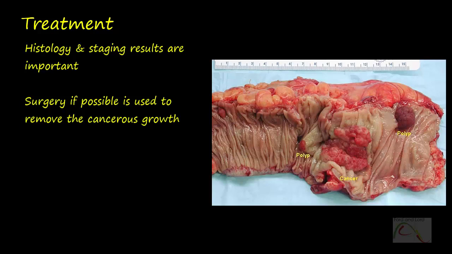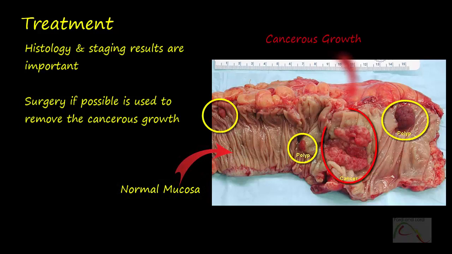Treatment. Treatment depends upon histology and staging results. If possible, tumor is surgically removed. Surgery is often followed by chemotherapy. An image of part of the resected colon is in front of you. This is a cross-section of part of the colon, which shows normal mucosa, several polyps, and a cancerous growth.